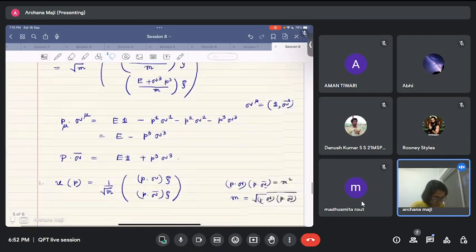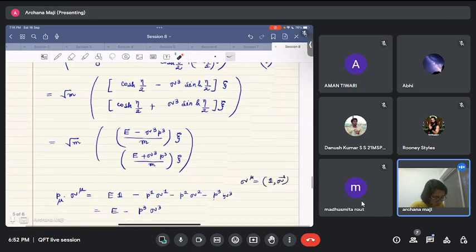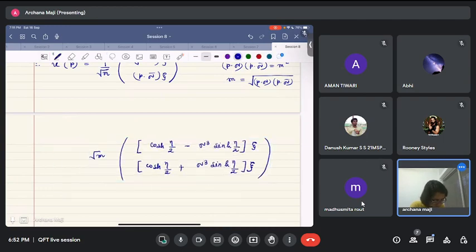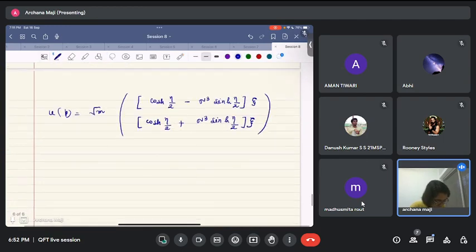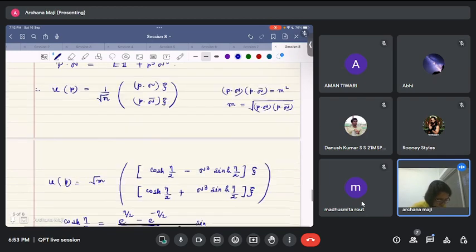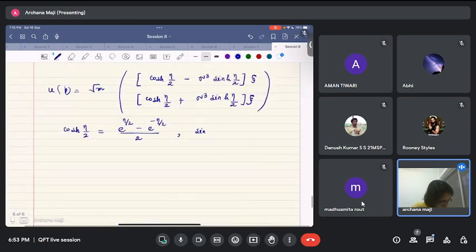I cannot see what I'm missing in this way of doing it, so let me start from this point and use another approach. So this was U of P. Now cos hyperbolic eta over 2 we can write as exponential eta over 2 plus exponential minus eta over 2, divided by 2. This is how it is done in Peskin, but I'm not sure what is wrong here. Okay, I will worry about that later, but as of now let's do it this way.